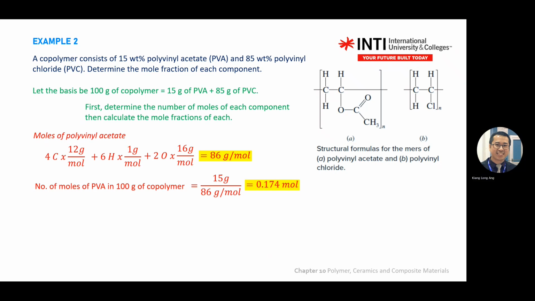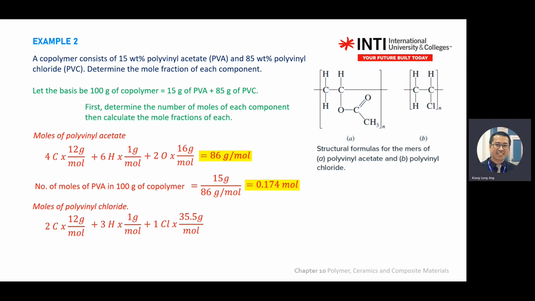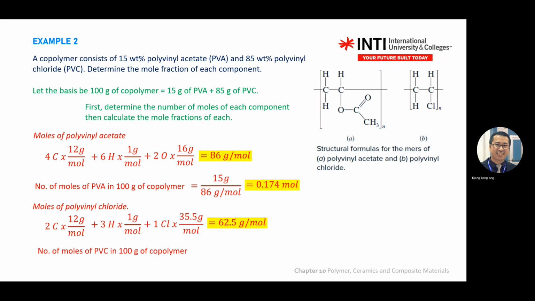This is a fraction of mole. So if you do the same for PVC, you have 2 carbon, 3 hydrogen, 1 chlorine. Chlorine is 35.5. So you get 62.5. So you calculate the same mole in 100 grams of copolymer. Right? So you get 80, sorry, yeah.